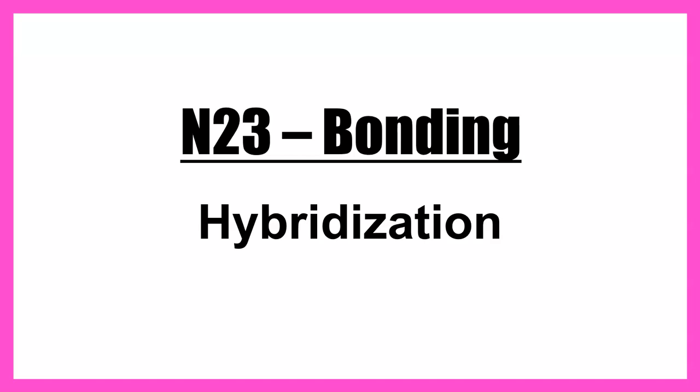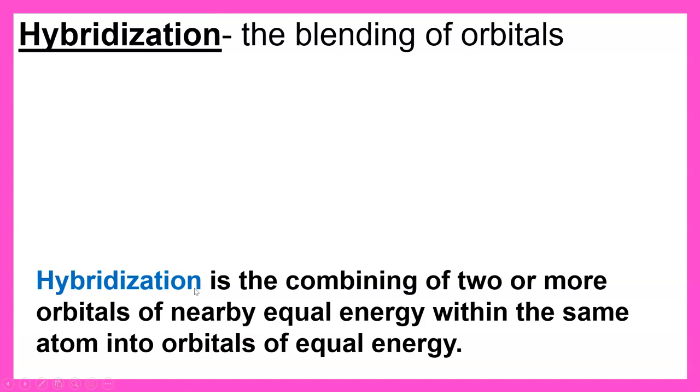Hello everybody. In this lesson we're going to review hybridization, which is a concept you learned about in honors chemistry, but we're going to add a little bit about how they know hybridization occurs, what the evidence is for this idea. If you recall, hybridization is when you're combining two or more orbitals of similar energy within the atom into brand new shapes and types of orbitals that will result in equal energy.